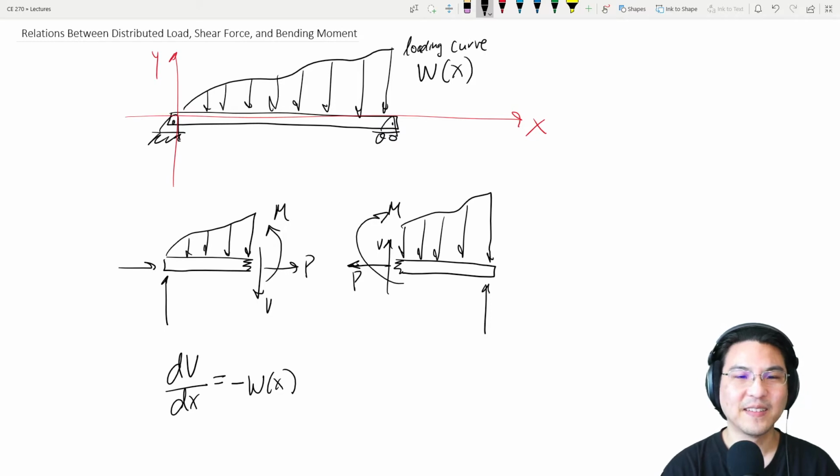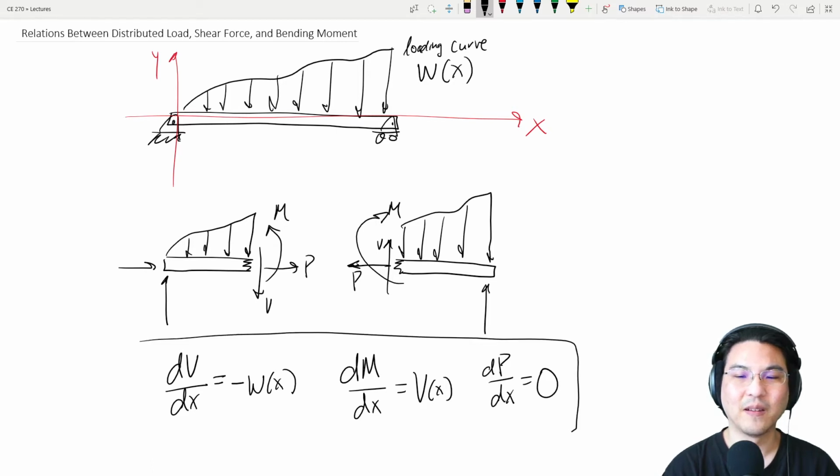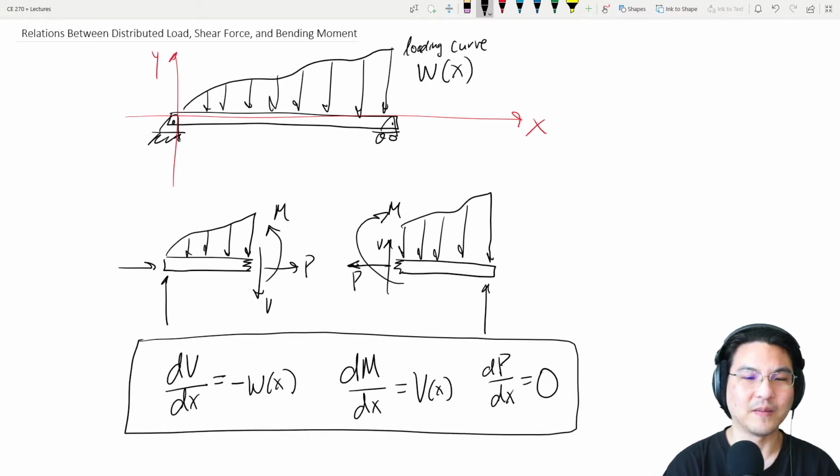And there's a relationship between shear and bending moment. You take the derivative of the bending moment with respect to X, and you get shear. And then there's one more. The derivative of the axial force with respect to X is 0. So it's these three. Maybe I'll draw them like this. So these three. You can memorize it.